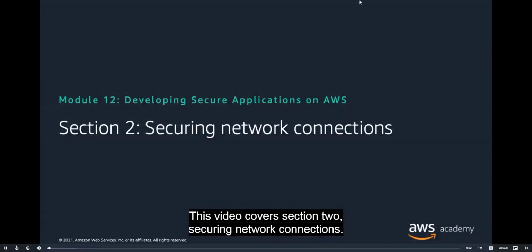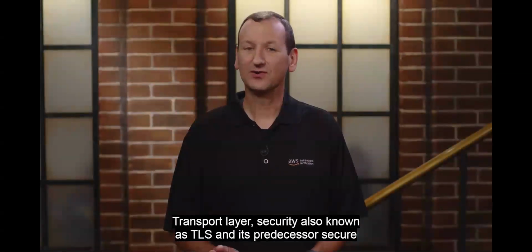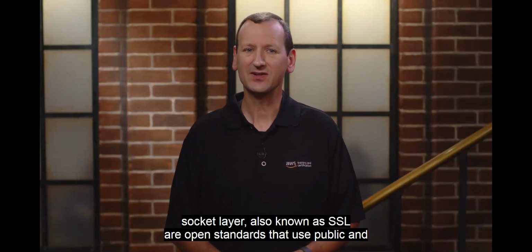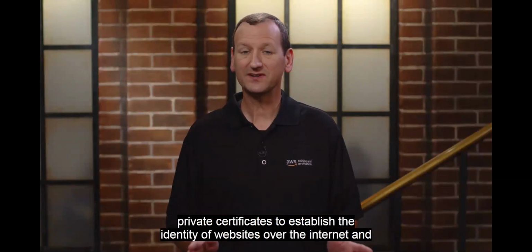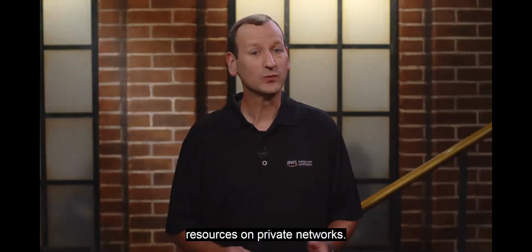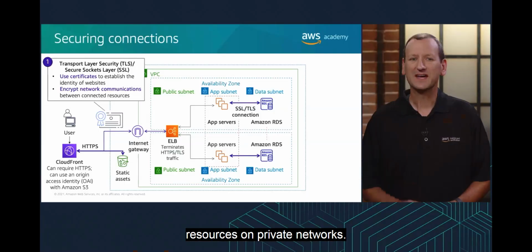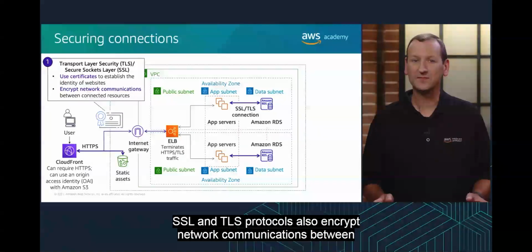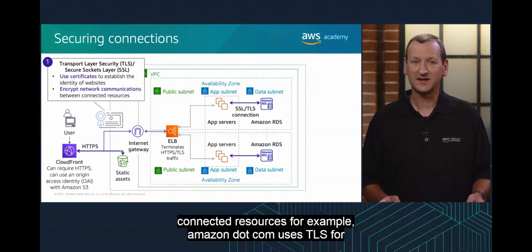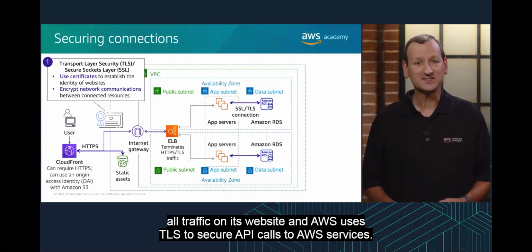Covering Section 2, Securing Network Connections. Transport Layer Security, also known as TLS, and its predecessor, Secure Socket Layer, also known as SSL, are open standards that use public and private certificates to establish the identity of websites over the internet and resources on private networks. SSL and TLS protocols also encrypt network communications between connected resources. For example, Amazon.com uses TLS for all traffic on its website, and AWS uses TLS to secure API calls to AWS services.